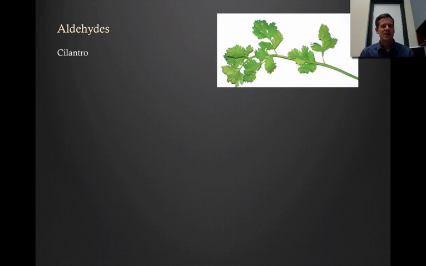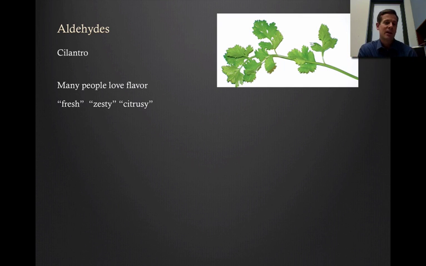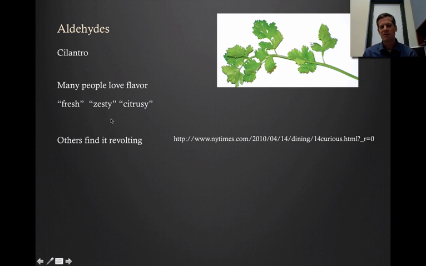Okay, well, here's a food product that's a lot more controversial than those other three. I don't know many people who hate the taste of vanilla, but cilantro is a lot more polarizing. So many people like cilantro. People will describe it as having a fresh taste, zesty, citrusy. Personally, I find it quite agreeable. I love it in guacamole. But others have a much worse reaction to it. So they really find it quite revolting. And I would recommend this article in the New York Times if you're interested. It talks a little bit about this polarization among foodies.